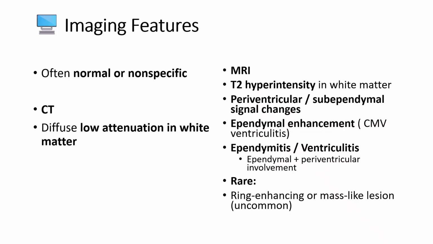Imaging is often normal or non-specific. CT shows diffuse low attenuation in the white matter. MRI shows T2 hyperintensity in the white matter, periventricular or subependymal signal changes, and ependymal enhancement like in CMV ventriculitis. Ependymitis or ventriculitis, that is ependymal and periventricular involvement. Rarely, ring enhancing or mass-like lesions are seen.